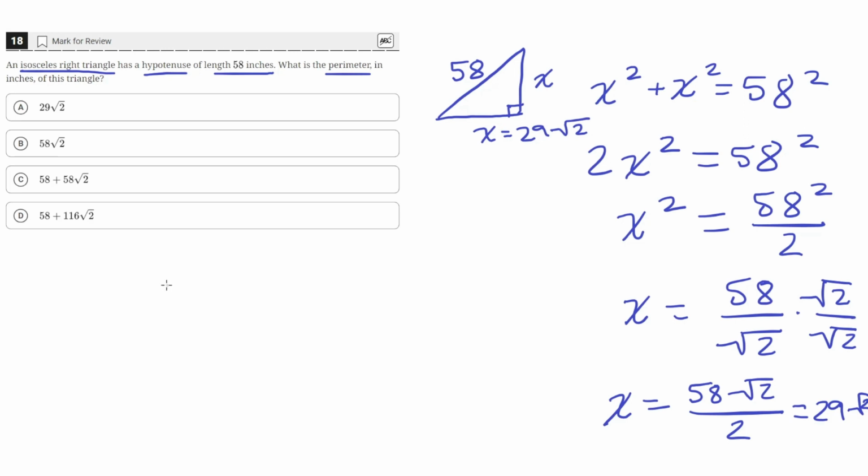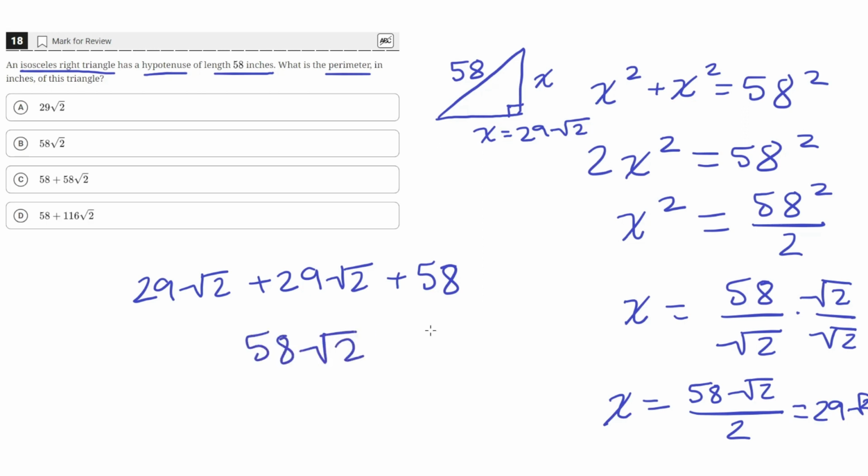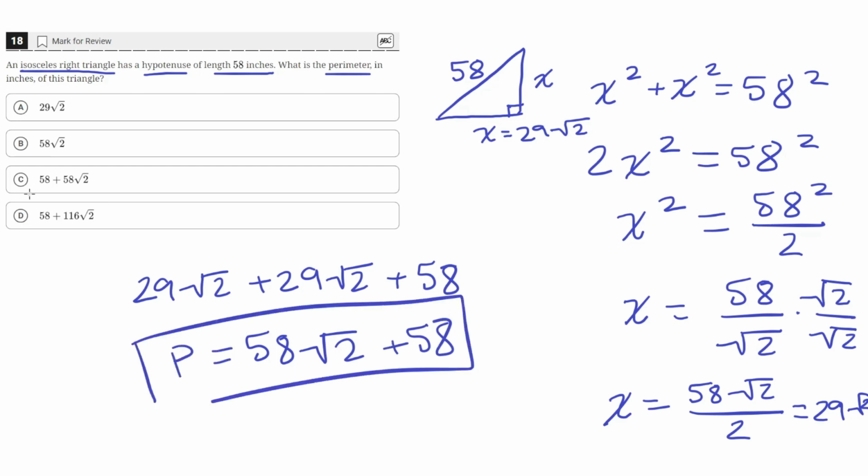So then the perimeter is just 29 square root 2 plus another 29 square root 2. That's both of these sides, plus the length of the hypotenuse, which is 58. And then 29 plus 29 is equal to 58. And then we just keep the square root 2 plus 58. So the perimeter is equal to this, which is equal to answer choice C.